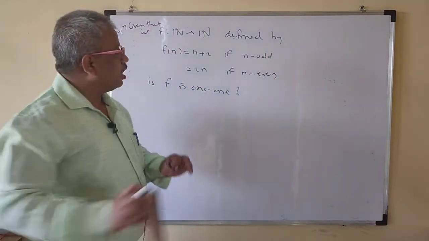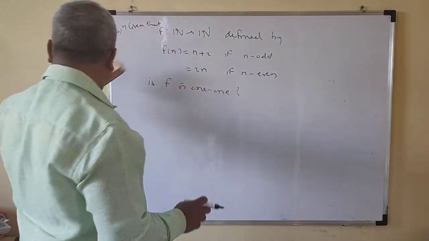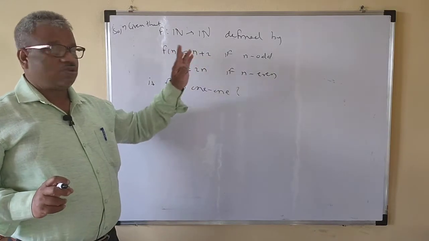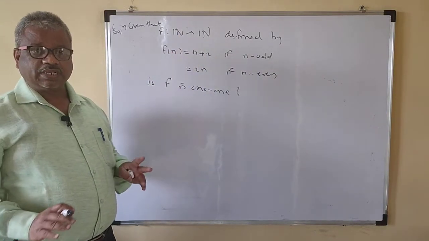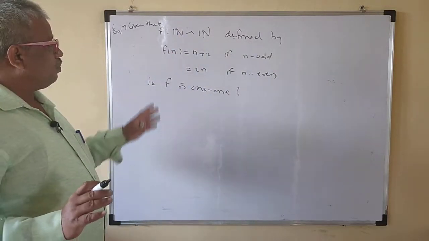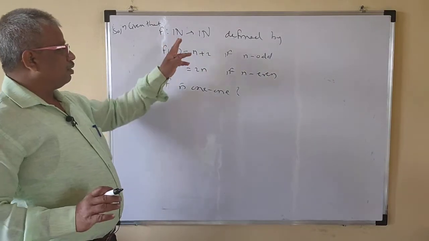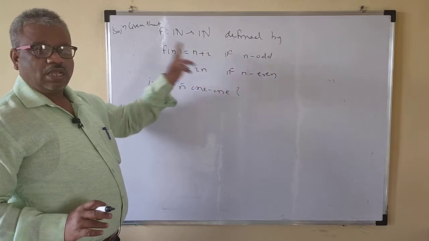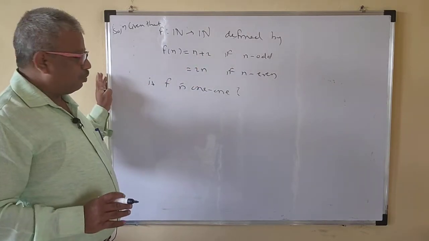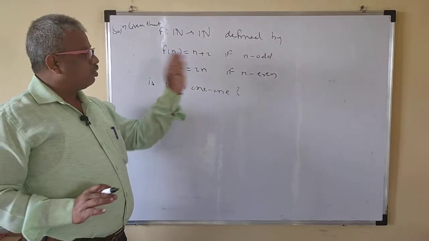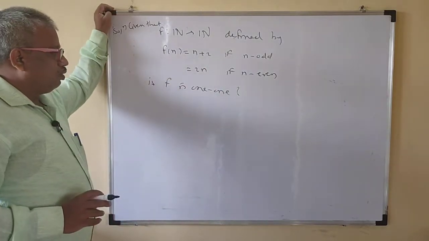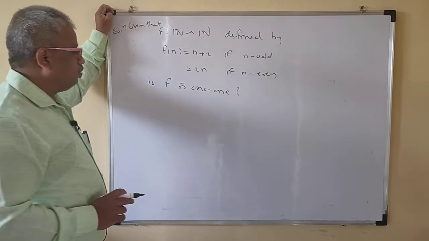f from N to N is defined by this. Now this is a step function. N is a natural number, so natural numbers are 1, 2, up to infinity. We don't know the last number. So if n is odd, then the value is n plus 2. That means n goes to n plus 2. And if n is even, then it goes to twice n, the double of that one. So you have to check whether the function is one-one or not.